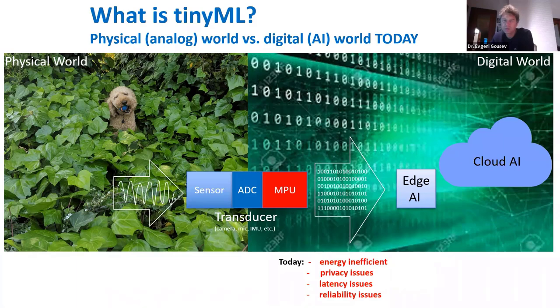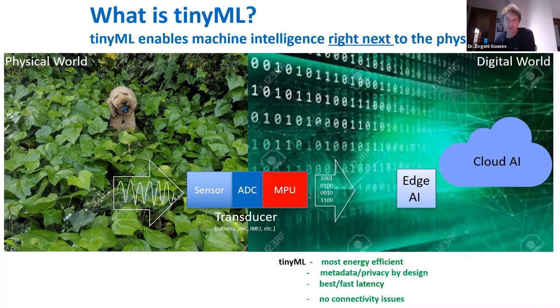There are also latency issues, because transferring data from the physical world to the digital world to the cloud takes time. And last but not least, if your connectivity, if your Wi-Fi is down, then there is no way you can connect the physical world to the cloud world. So those are the fundamental issues. And that's where TinyML comes to shine, and it solves these issues.